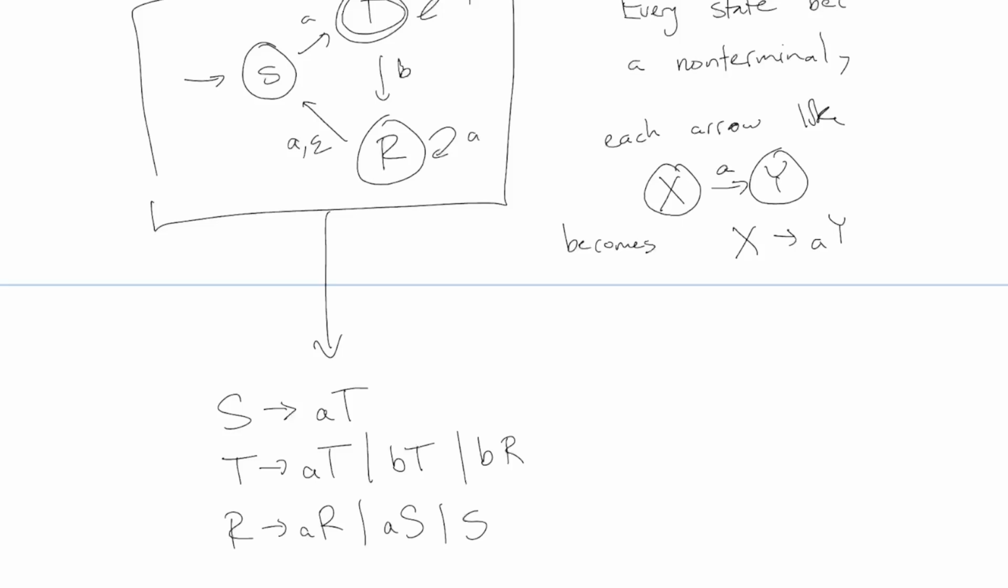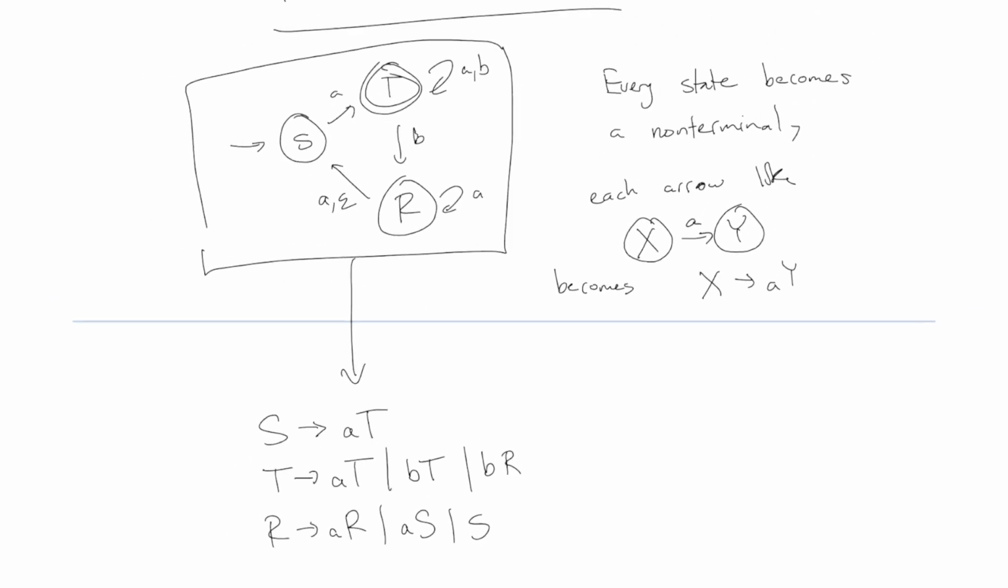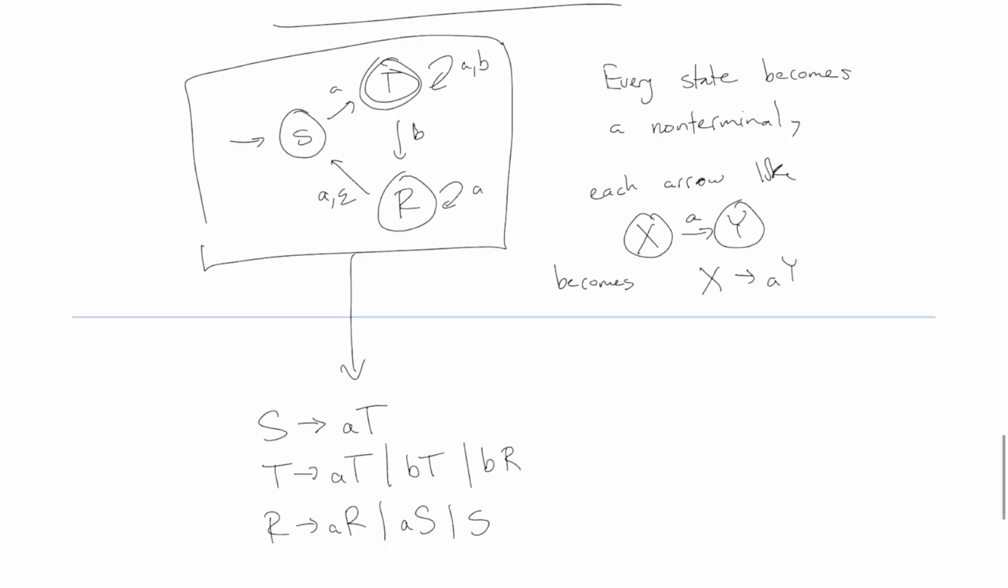And one last thing that I didn't tell you about how to do this conversion. One thing that we did not take into account yet is that T is an accepting state, but S and R are not. How do we indicate that? I didn't say anything about that over here yet.